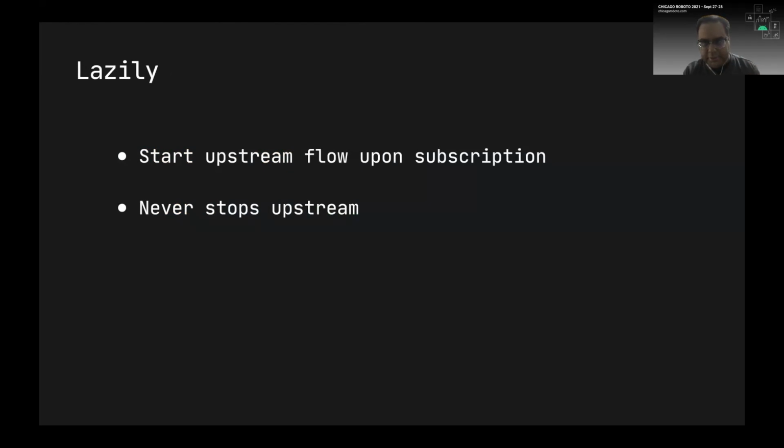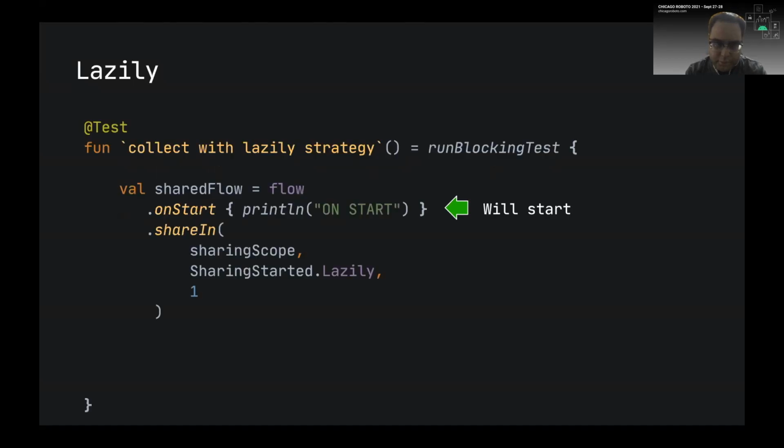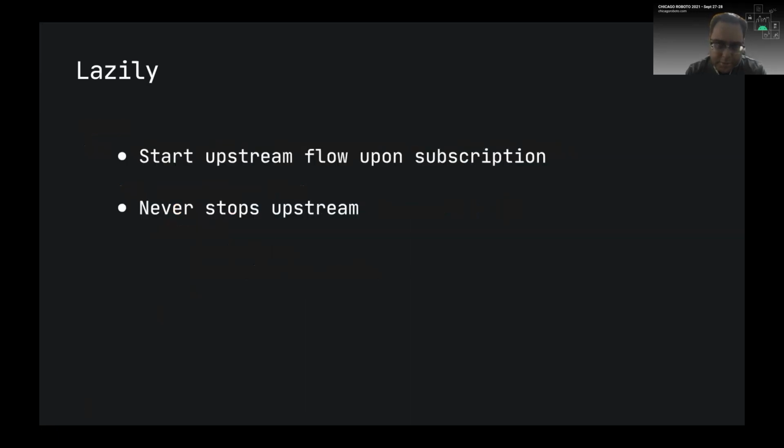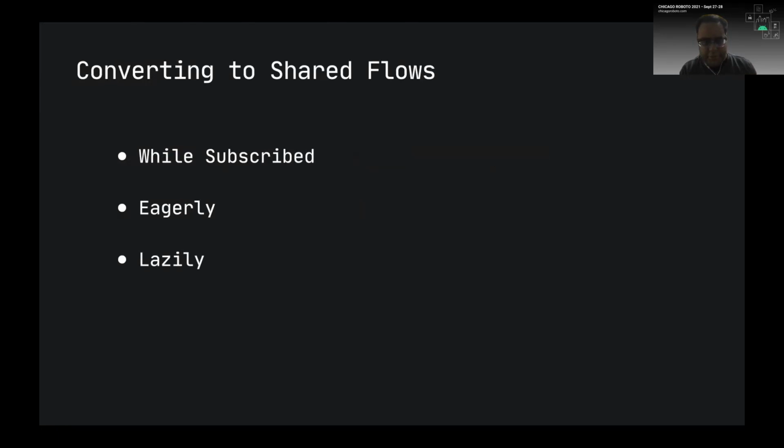There's also, lastly, lazily, which is very similar to WhileSubscribed, but it also stops the upstream flow even if you cancel the external scope. If I set this up like this, you'll see that this gets logged out even though I don't have consumers. You'll see that onCompletion will never log out either. It will log out if there is an exception, or if you cancel the coroutine you're collecting in your subscriber. So that's the behavior of lazily. Those are the three different things that are commonly used in advanced cases.